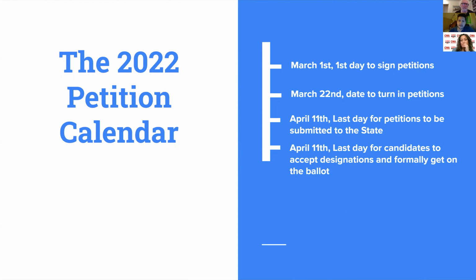So as far as the timeline, it's pretty straightforward this year. March 1st is the first day to sign petitions. That's when the designating period starts. And April 11th is the last day for those to be submitted to the state. And so because of that, we at the Islip Dems, and I think Suffolk Dems as a whole, are looking to have them turned in by March 22nd, I believe, or 21st. You want me to explain that? Yeah, sure. Okay. Wasn't sure of the exact date.